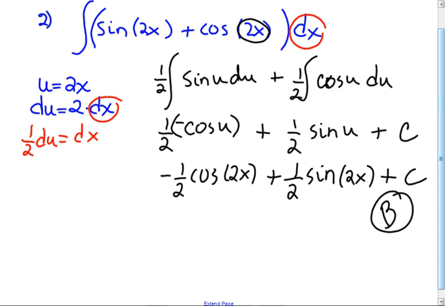Okay? You see, I could rule out the other ones, provided I know how to do my u substitutions. If you see a times 2 here, it's going to be divided by 2. If that were divided by 2, then it would be times 2. So those are the real quick ones that we did.